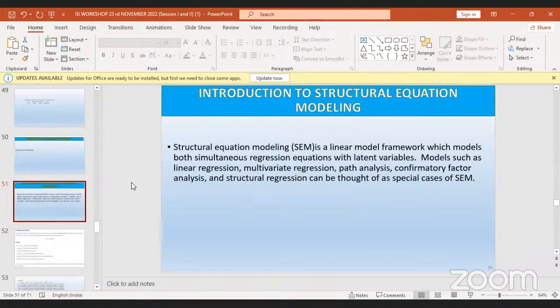Now I will move to structural equation modeling. Up to this, is there any question? I think no. So I will take just 2 to 3 minutes and then I will start the introduction to structural equation modeling.